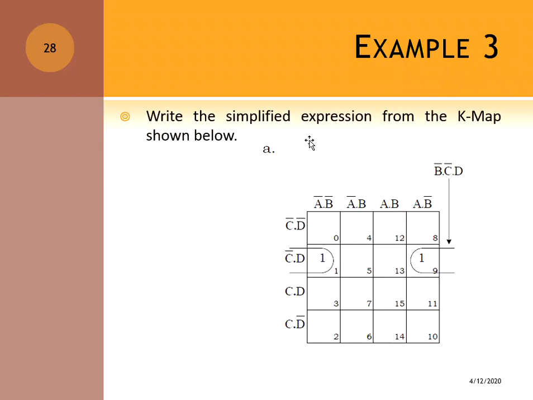Example 3. Write the simplified expression. Okay, so when you have a case like this, you can have the common term. For this one, you have A bar dot B bar. What will be the term for cell number 1? A bar dot B bar dot C bar dot D. And for this one, A dot B bar C bar dot D. So the common term for cell number 1 and number 9 will be B bar dot C bar dot D.